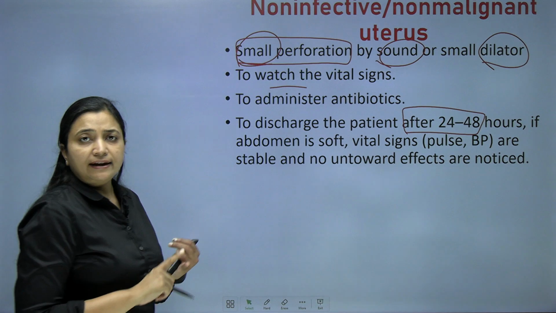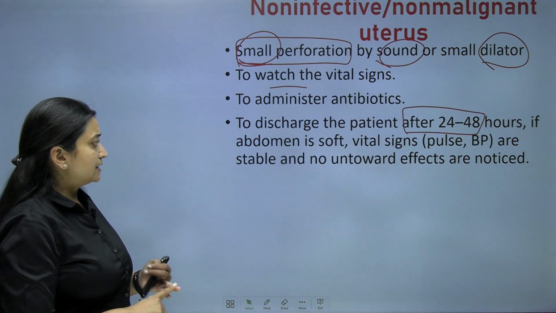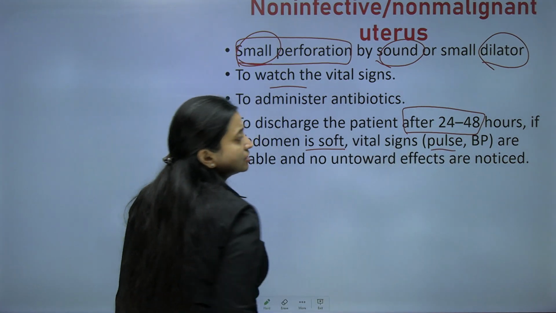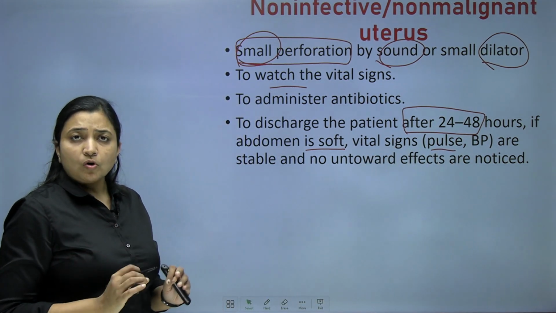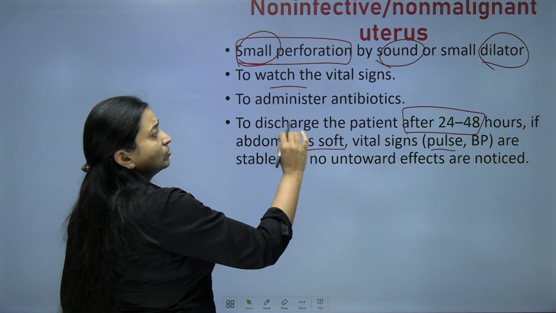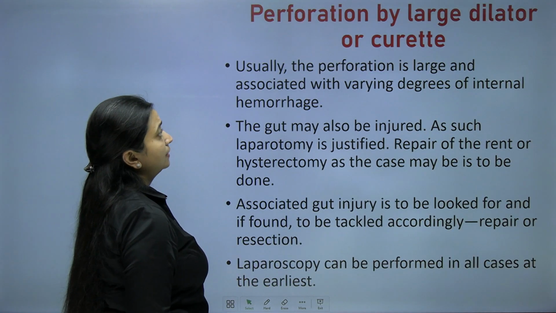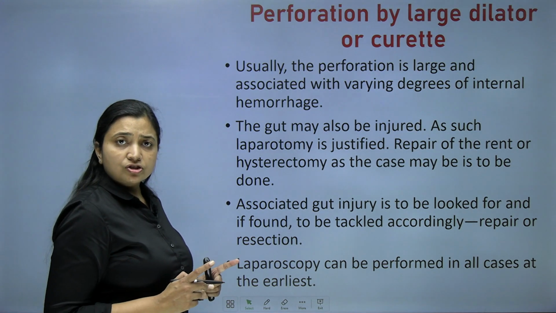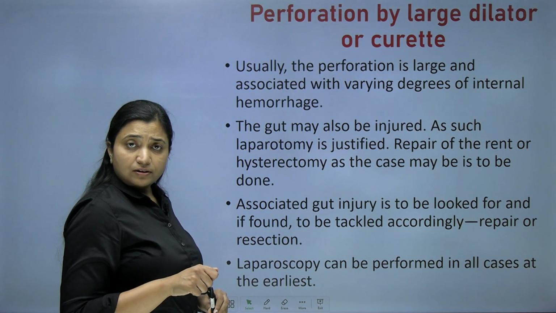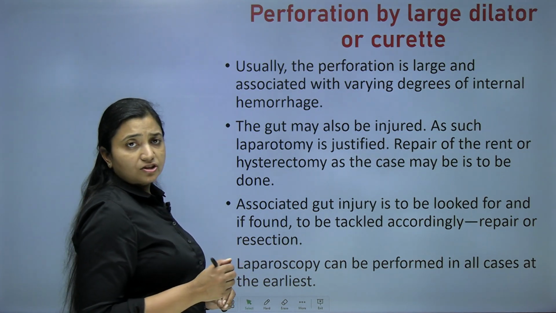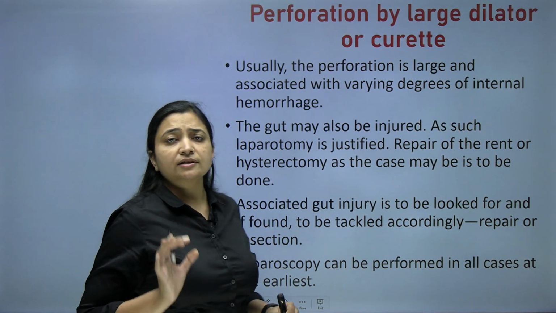Important. So you are giving antibiotics, you are seeing the vital signs. What are you seeing? Abdomen is soft, pulse, BP, everything is normal. So in cases of small perforation caused by sound and dilator, you can go for conservative management. But if it was a large perforation or by a suction cannula, you have done some sort of a suction, or there is hemorrhage, you will have to go for immediate things.